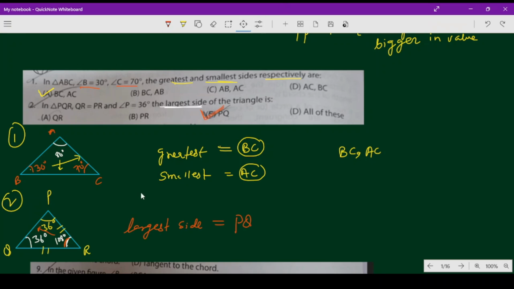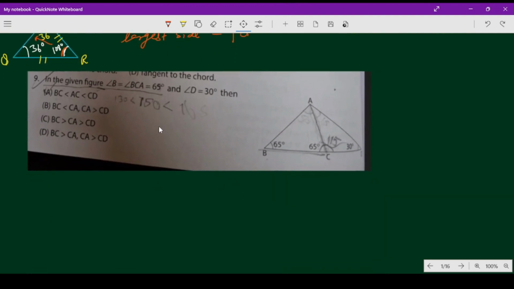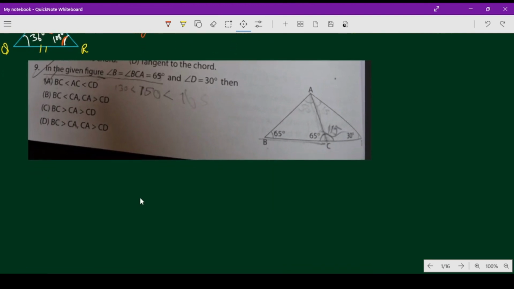Now let's move to another question. Here in this question, they mention that in the given figure, angle B and angle BCA, this angle B and this angle BCA, are both 65 degrees, and angle D is given as 30 over here. Then out of this, they are asking which side is bigger.